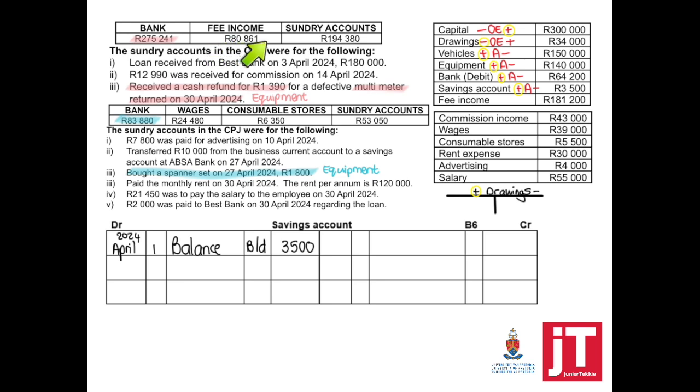There is no savings account. And if I go to the list of transactions, there's nothing in the CRJ. If I go to the CPJ, there's no money column open for savings account. But if I go to transaction number 2, it said transfer 10,000 from the business current account to a savings account at Absa Bank on 27 April 2024.